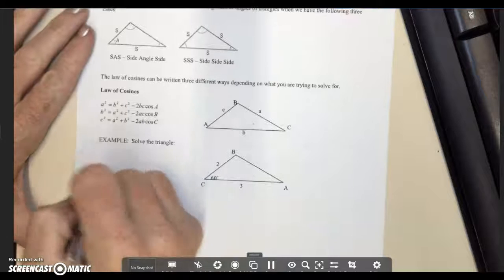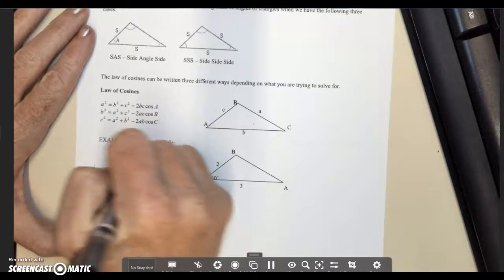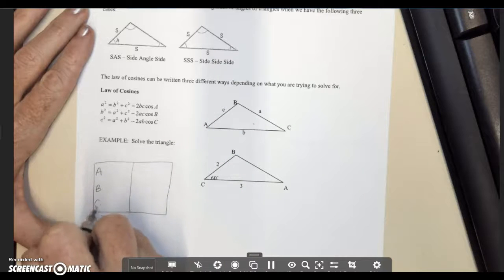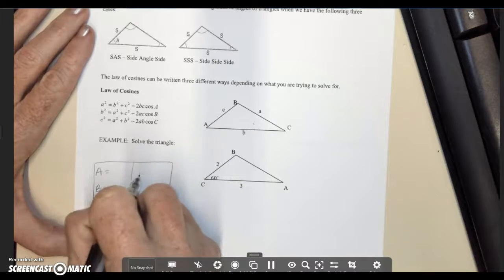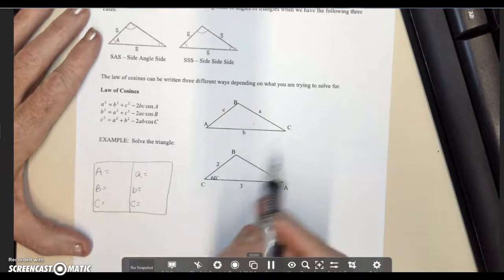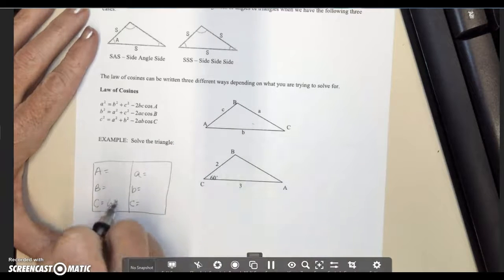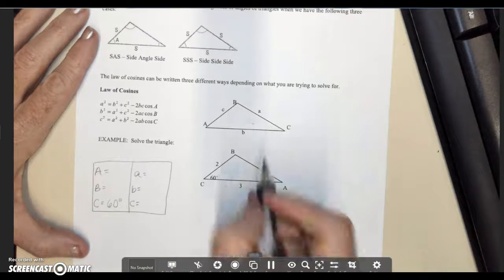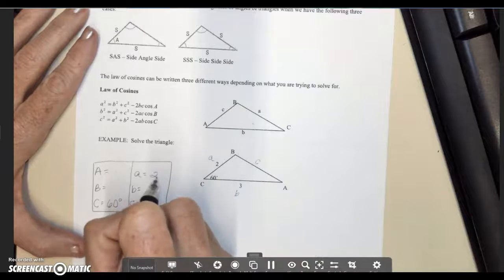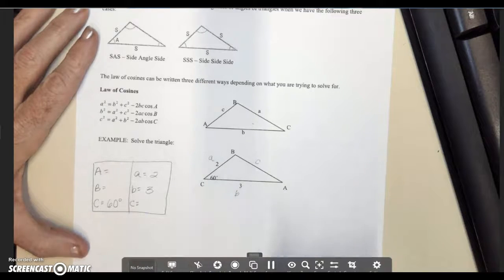So let's go ahead. I'm going to make my chart that I have like we did in the law of sines. Angles are still uppercase, sides are still lowercase. So in this case, I know angle C, this side is going to be C, that's B, and that's A. So I know my A is 2, my B is 3.